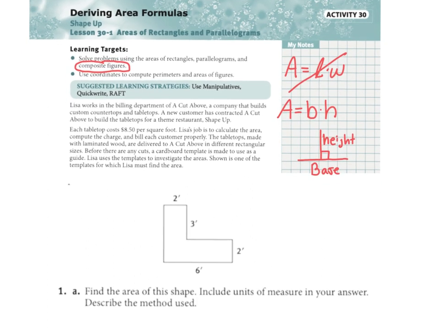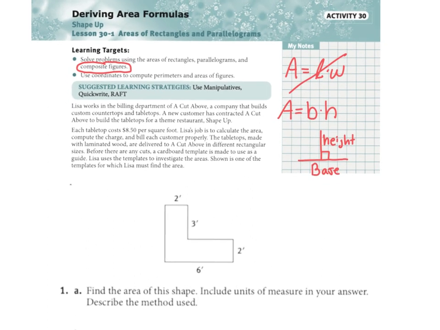So as our example here, we're looking at a real-life situation where Lisa works in a billing department for A Cut Above, which is a company that builds custom countertops and tabletops. A new customer has contracted A Cut Above to build the tabletops for a theme restaurant called Shape Up. Each tabletop costs $8.50 per square foot. We'll come back to that later. And Lisa's job is to calculate the area, compute the charge, and then bill each customer properly.